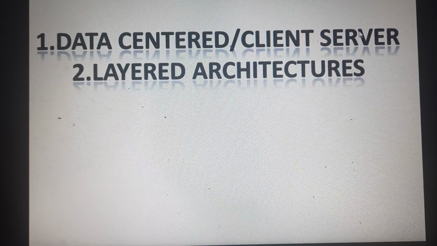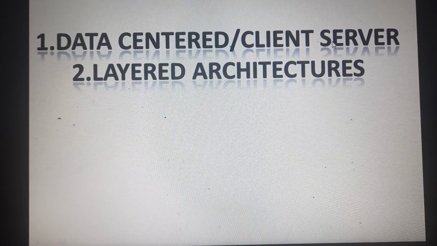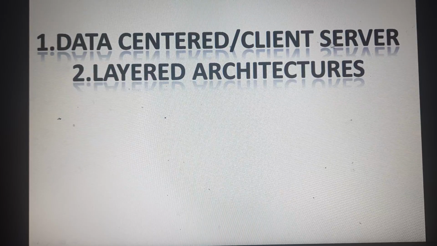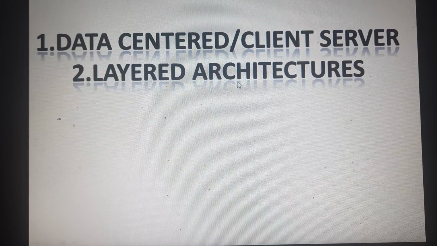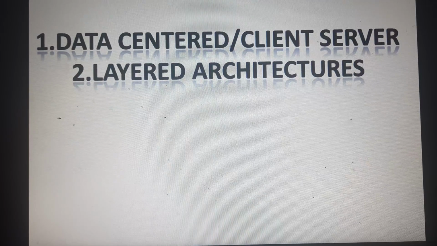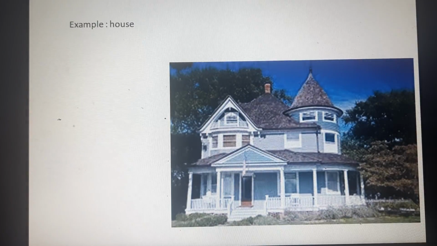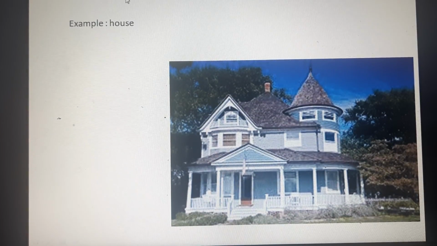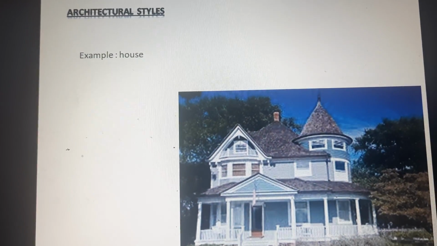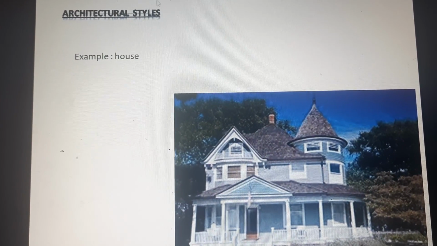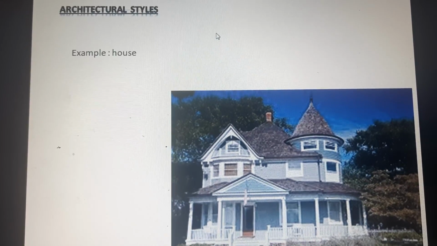5 marks for data center. It is also called the client and the server, and the second one is called the layered architecture. So let's see what to write in the answer. Now see, first we have to know what you mean by architectural style. Suppose you want to build a house, okay?